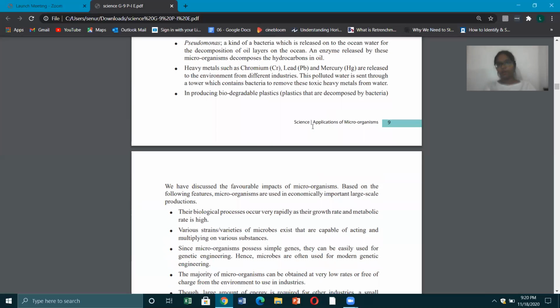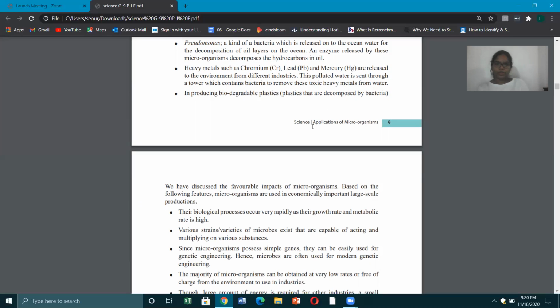Okay, that is how they decompose the oil layers on the oceans. Next one is heavy metals such as chromium, lead, and mercury. The symbols next to the specific metals are the symbols expressed in the periodic table.